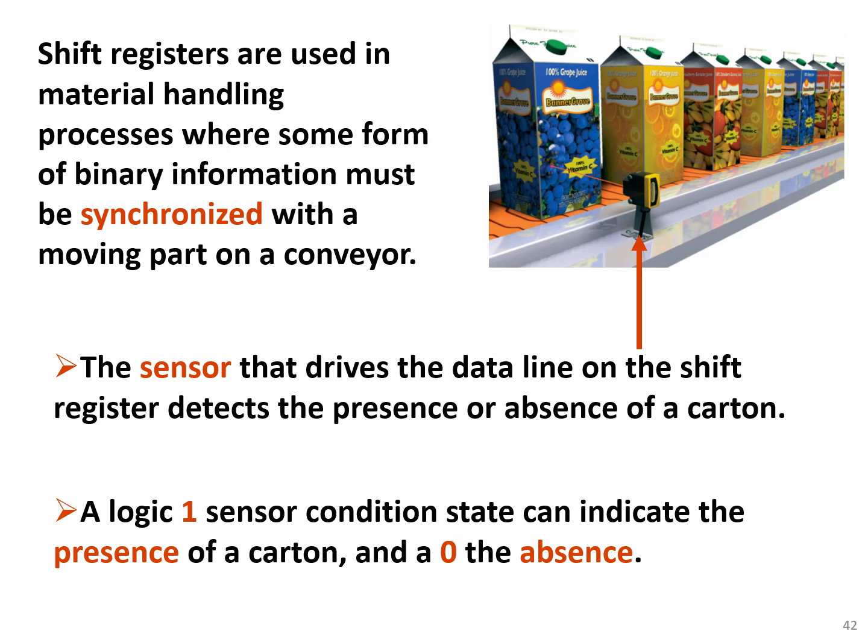Shift registers are used in material handling processes where some form of binary information must be synchronized with the moving part on a conveyor. Okay, this is our camera that does the registering. The sensor that drives the data line on the shift register detects the presence or absence of a carton. A logic 1 sensor condition state can indicate the presence of a carton, and 0 the absence.